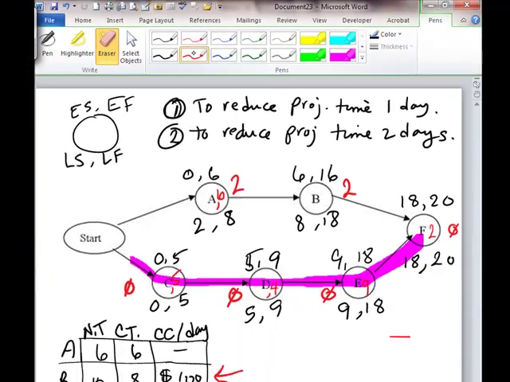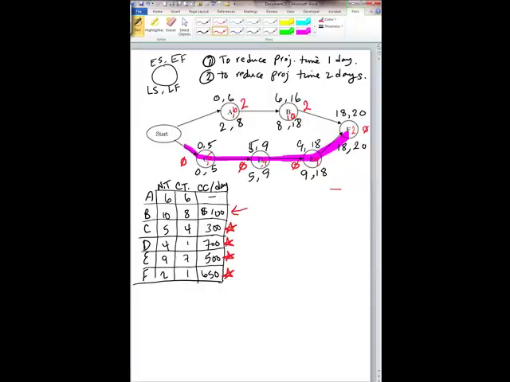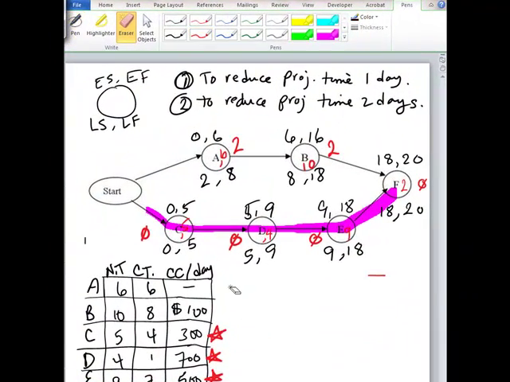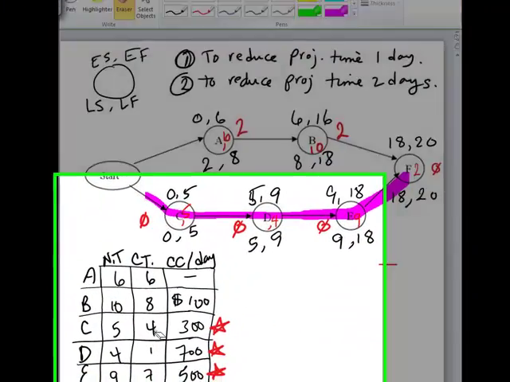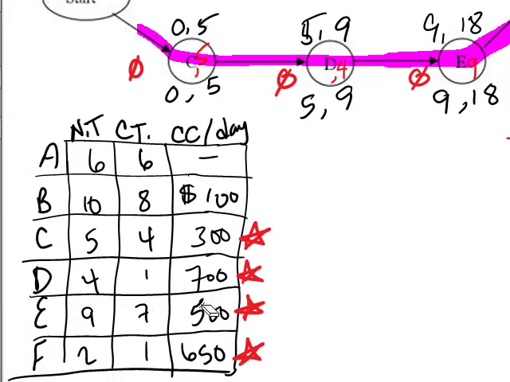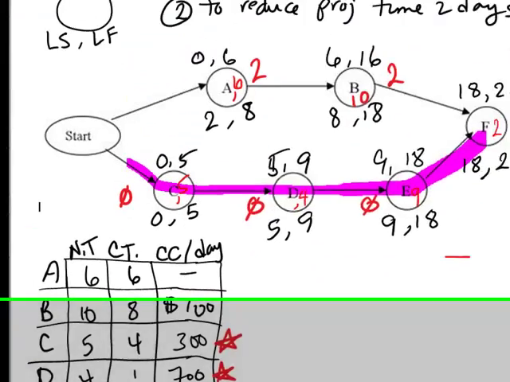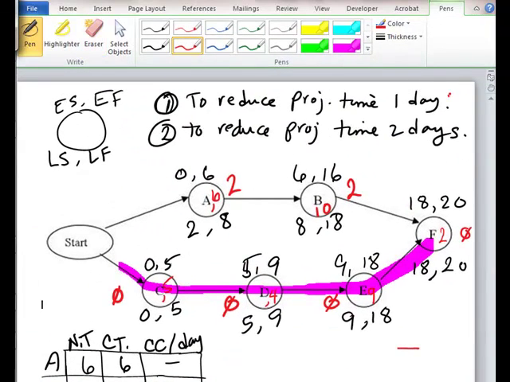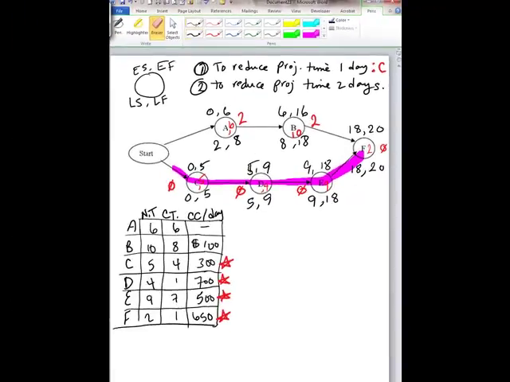So that's the reason why we need to crash only critical activities. Having said that, looking at the list of critical activities that we have, C, D, E, and F, you can examine and see C is the least cost. So the answer to question 1 is we need to crash activity C. Now what about crashing the project for 2 days.